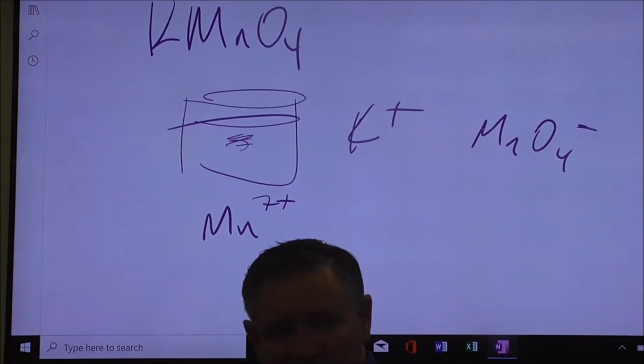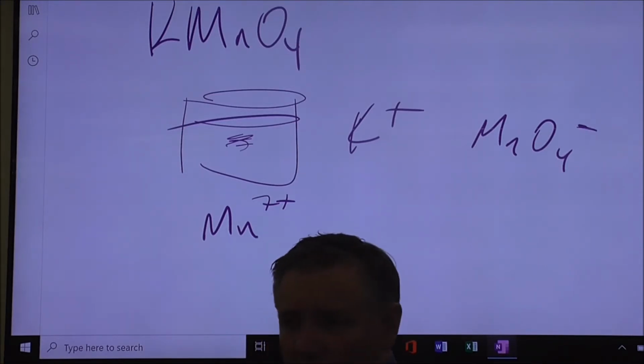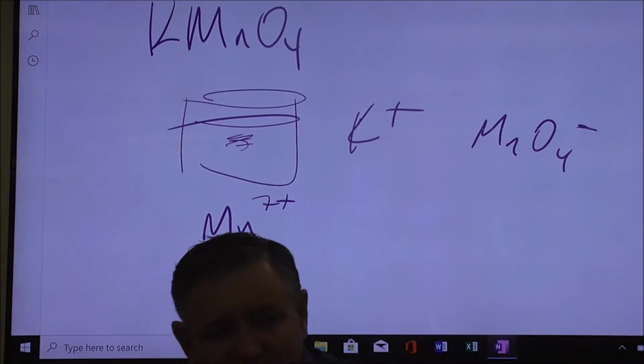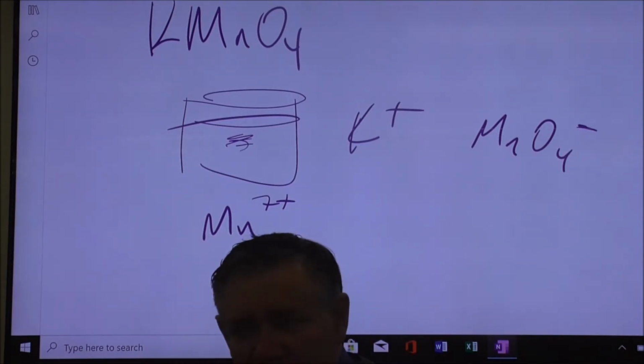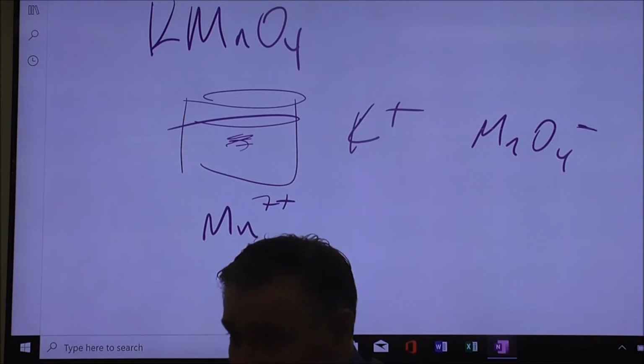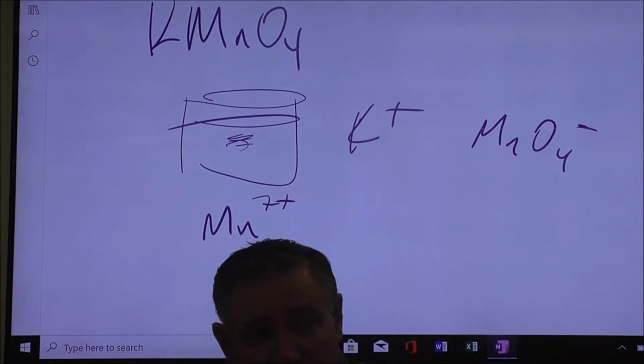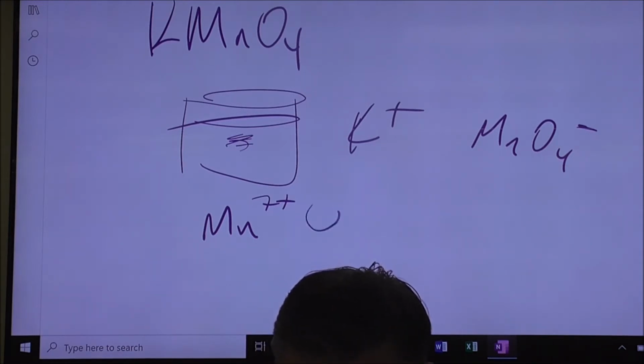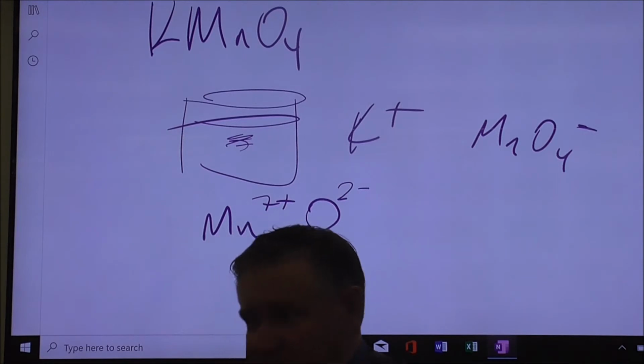The beauty of oxygen is that oxygen is monoatomic. Oxygen has 6 valence electrons. Oxygen, except in one very, very rare exception, hydrogen peroxide, always has a charge of 2 minus. Always, okay? Except if it's peroxide, and don't worry about that for now. So manganese has a charge of 7 plus, and oxygen has a charge of 2 minus.